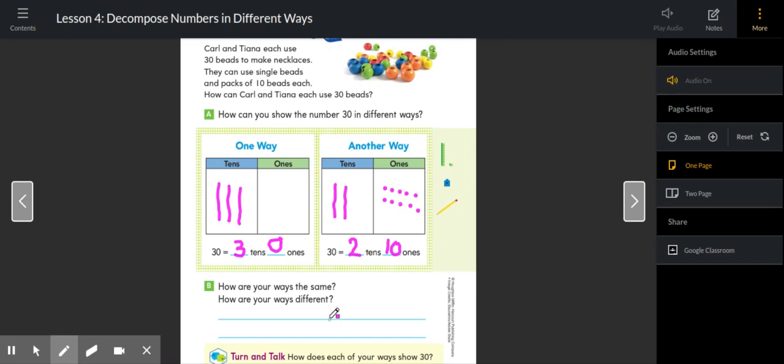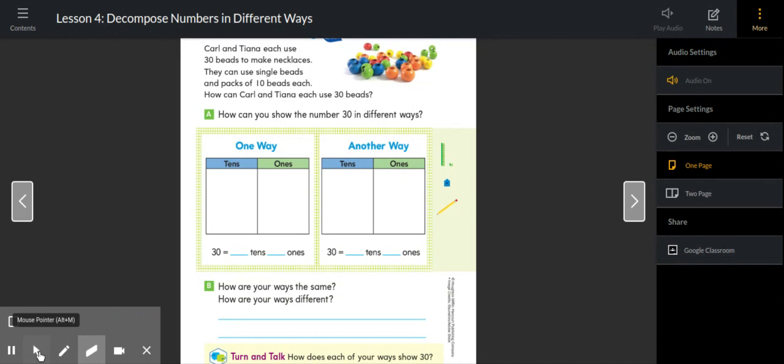How are your ways the same and how are your ways different? So you can talk with somebody at your house about how they're the same and how they're different. And we're going to move on.